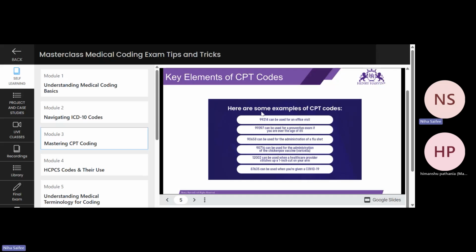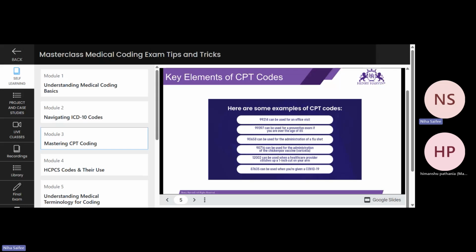So here are some examples of CPT codes. 99214 can be used for an office visit. So all are numerical. 90716 can be used for administration of the chickenpox vaccine. 90658 can be used for administration of a flu shot. 99397 is used for a preventive exam for the age of 65. 12002 is when a healthcare provider stitches a 1 inch cut on your hand.